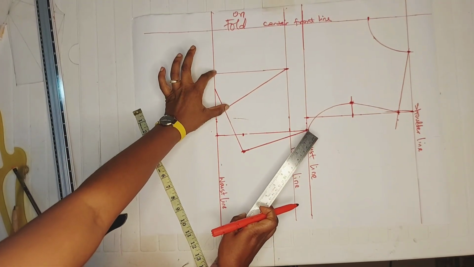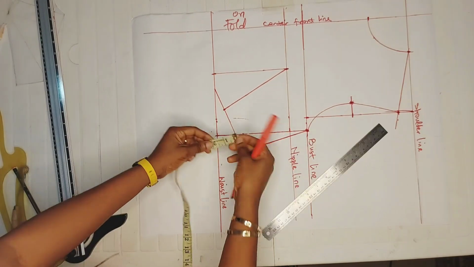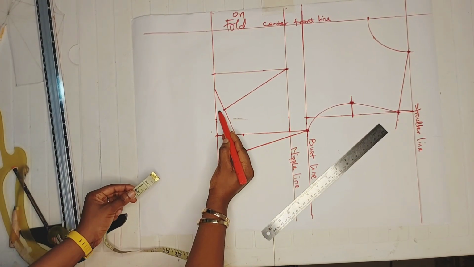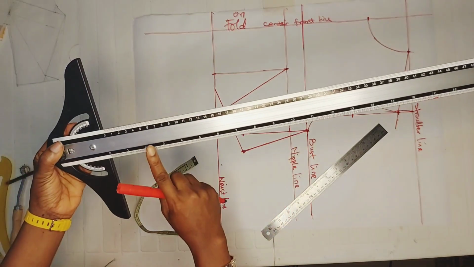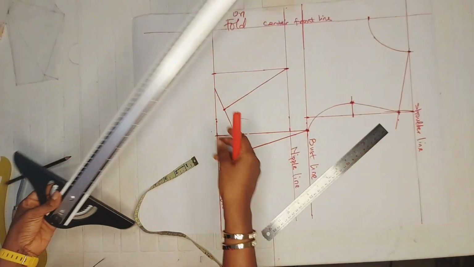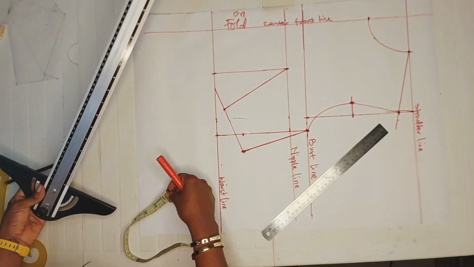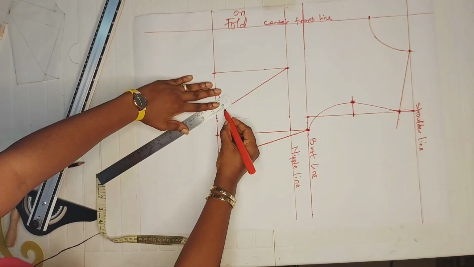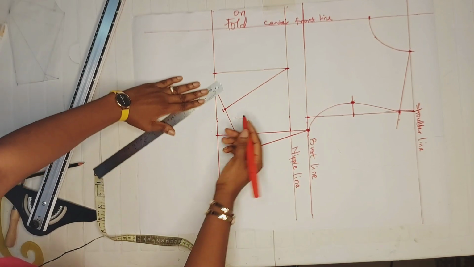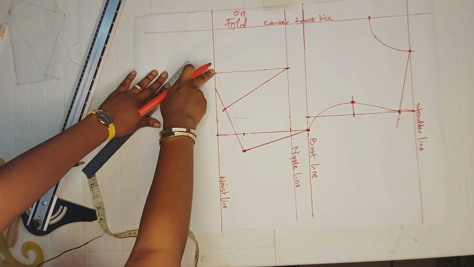This is our dart. What you want to do next is, from this point here, you come down by 3/16. I'm going to make a video on how to read your tape and your ruler. I'm going to just mark 3/16 from my ruler here, and I'll do the same on the other wing of the dart.